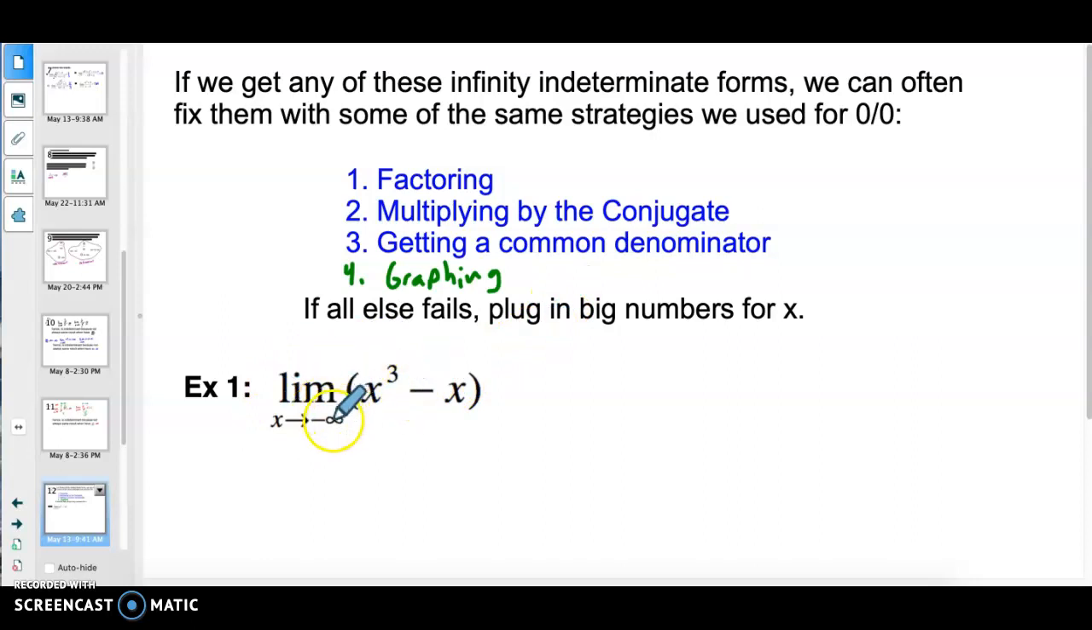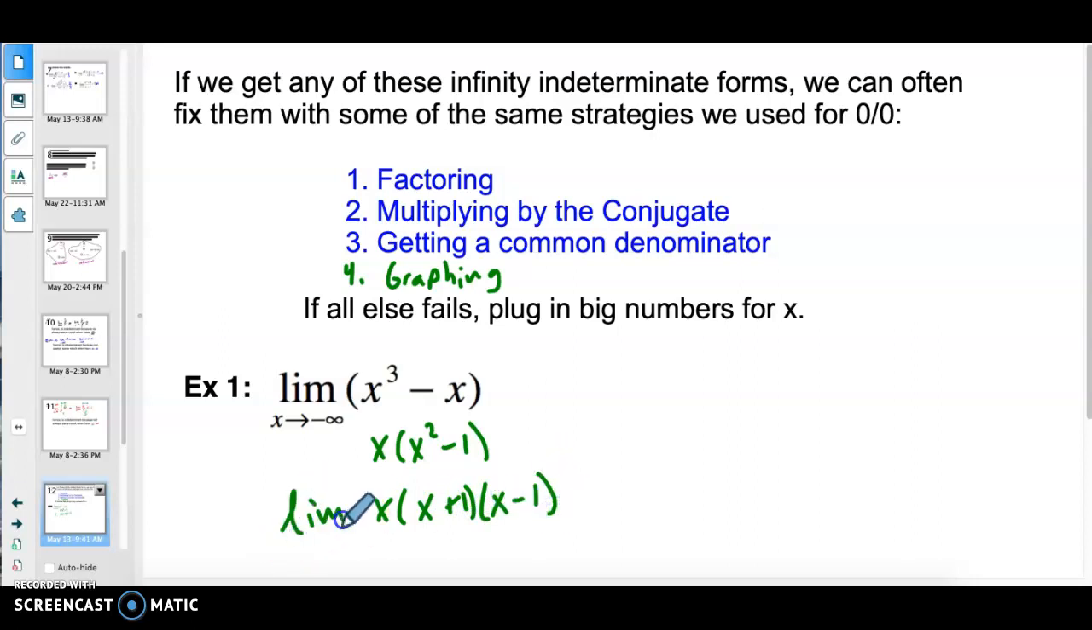So if I look at this one, if I plug in negative infinity, we've got negative infinity minus negative infinity. So this one seems like it's going to be an indeterminate form. If I try to manipulate this, my first thought is I see that I could factor out an x. So I'm left with x times x squared minus 1. I notice this is a difference of squares. So now we've got x plus 1, x minus 1.